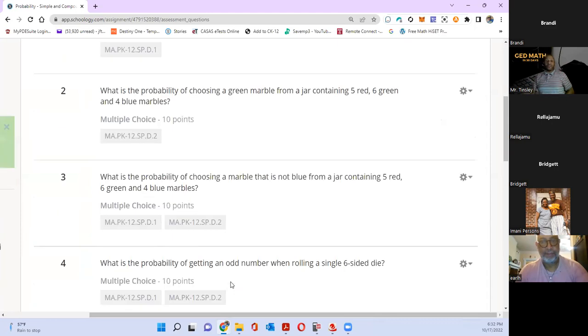What is the probability of choosing a green marble from a jar containing 5 red, 6 green, and 4 blue? See, I knew it was going to pop up. I knew the question. I got you. 6 out of 15.